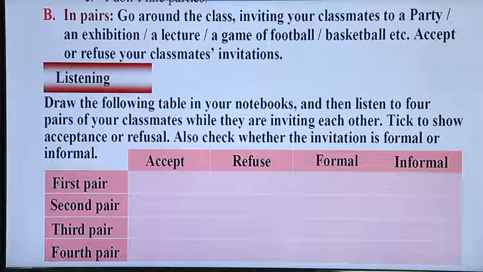So that's a practice. And in the next part we have a listening part. Draw the following table in your notebooks and then listen to 4 pairs of your classmates while they are inviting each other. Tick to show acceptance or refusal. Also check whether the invitation is formal or informal.